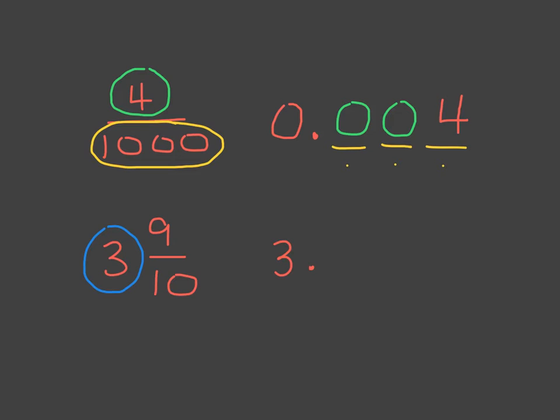Once we do that, we can look at our denominator, 10. Since 10 only has 1 zero, there will be 1 digit to the right of the decimal. This digit will be in the tenths place. Now we look at our numerator, the 9. 9 is a single digit, and we have 1 place to the right of the decimal. Therefore, 3 and 9 tenths is equal to 3.9.